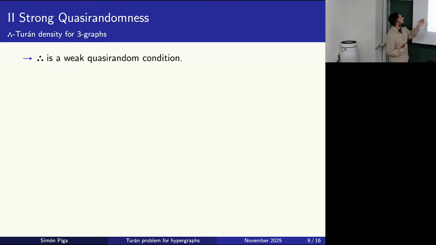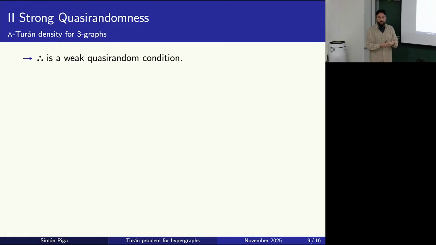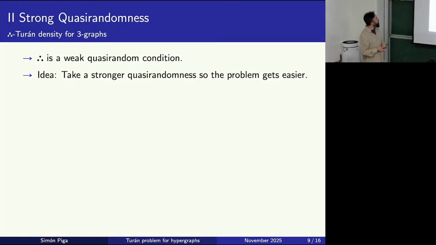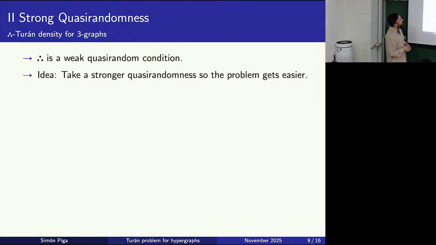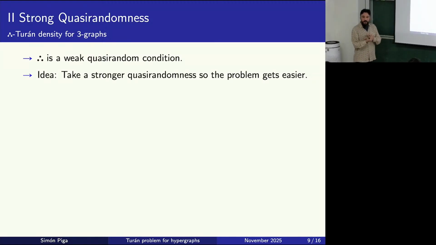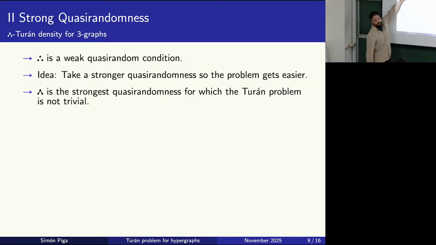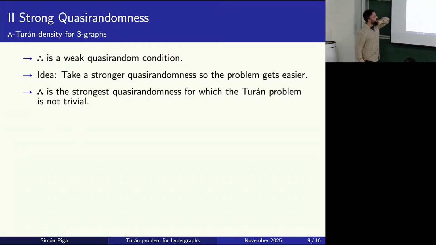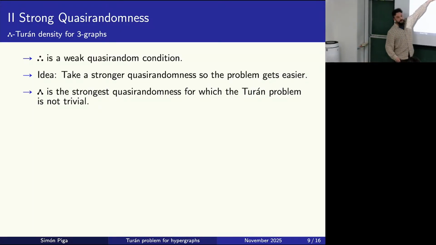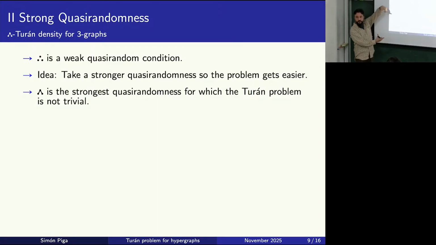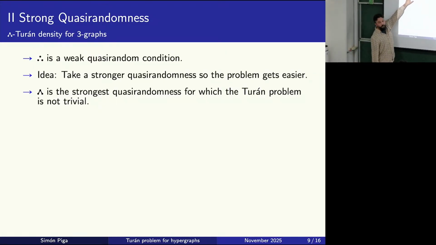Since this is a very weak condition, it's very natural to push it harder, right? To push further away from quasi-randomness. So one can take an even more uniform distribution of edges. The cherry quasi-randomness, as I will denote it, is the strongest possible quasi-random condition in this lattice for which the Turán density is not yet trivial. So it's not the strongest of all possible quasi-randomness notions. If you go one step further, then you recover the graph result, and then everything gets trivial. So this is kind of one step before that.